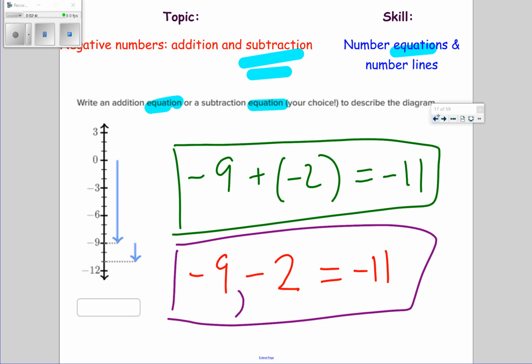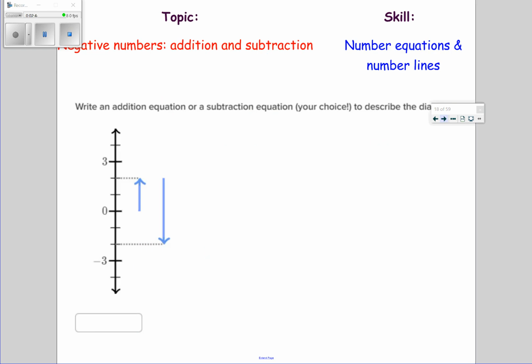All right. Let's go to the next problem. Write an addition or subtraction equation, your choice, to describe the diagram. I'm going to have you start with an addition equation. So I'm going to stop there and let you try it.